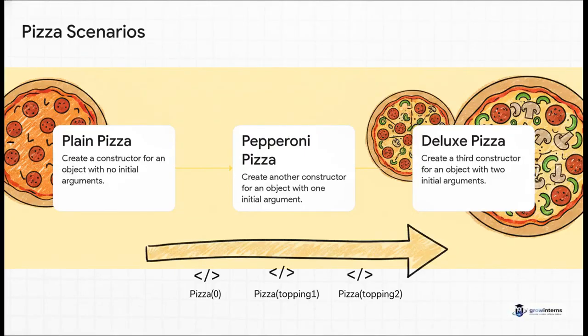Let's use a great analogy from our source material, building a pizza. Think about it. You might want to order a plain pizza, no toppings, or maybe a pizza with just one topping, like pepperoni. Or you could want a more complex one with 2 toppings. We need our pizza class to be able to handle all 3 of these cases.